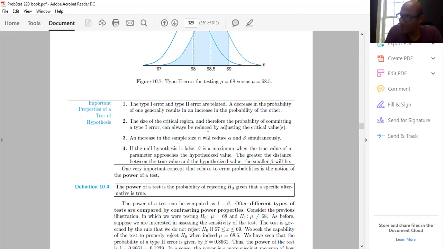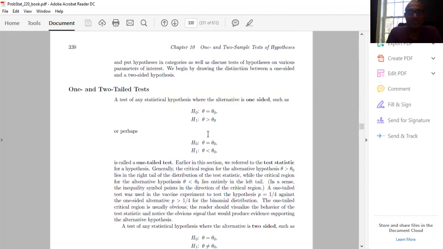Okay, so for type 1 error alpha, increase the sample size, and for type 2 error beta, increase or decrease the mean value, right? Mu or sample mean X bar. Okay, the power of the test is the probability of rejecting H0 given that the specific alternative is true. And let's go for this example, 1- and 2-tailed test.